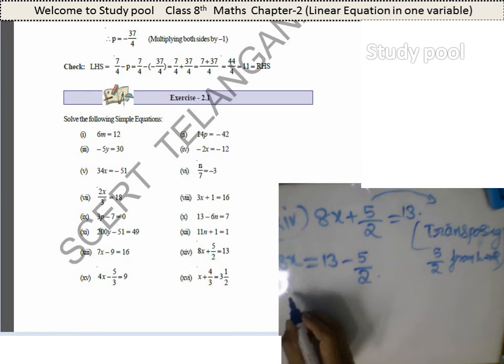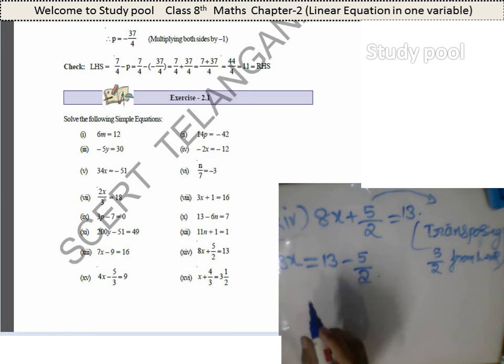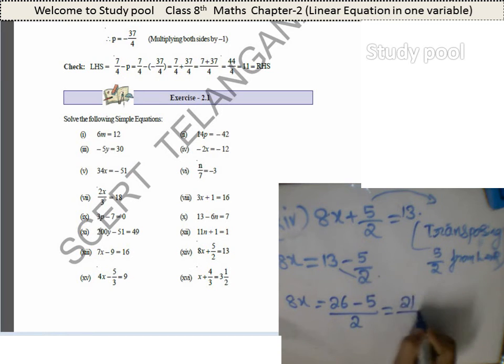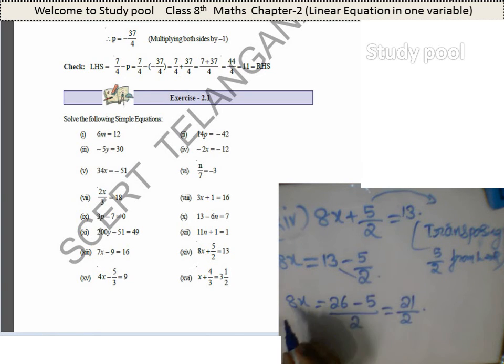Now so what happened then? 8x is equal to, see, 13 2s are 26. Here minus 5 is there, so put that and divide by 2. How will we do it? 26 minus 5 is 21 by 2. So we got 8x as 21 by 2. But what do we need? See here, I will write again.